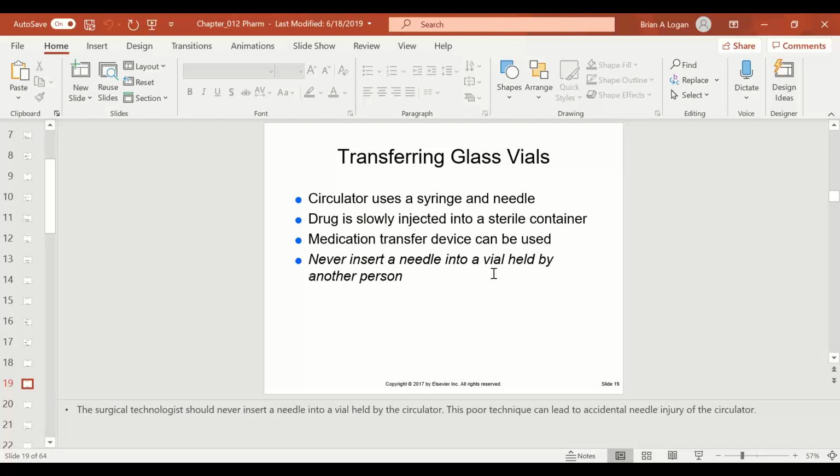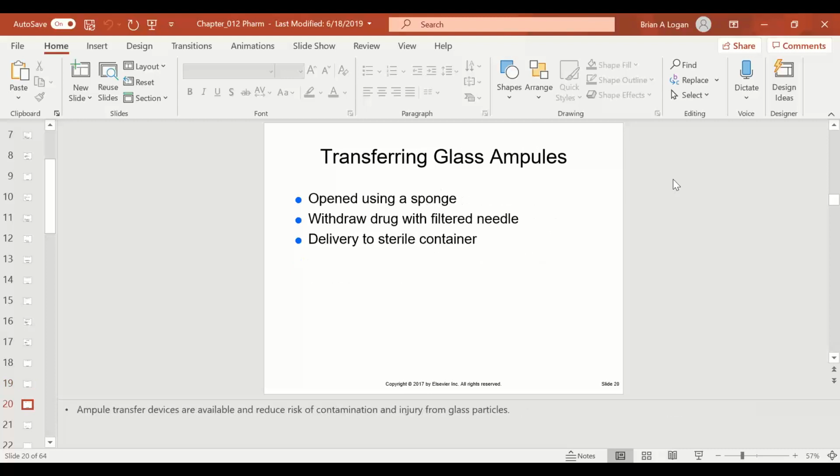So, you notice here it says never insert a needle into a vial held by another person. Why not, would you think? If you think about it, you've got one person holding the vial, and then you have another person coming at them with a needle. What happens if they slip? Maybe a poke. Right? You can stick that other person. Not good.